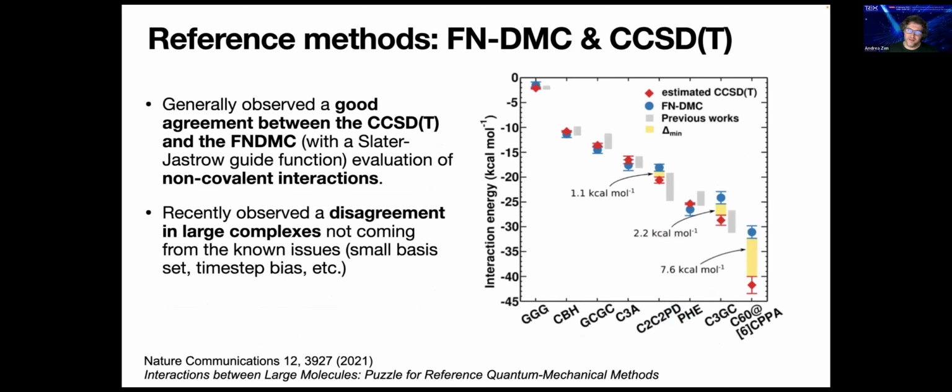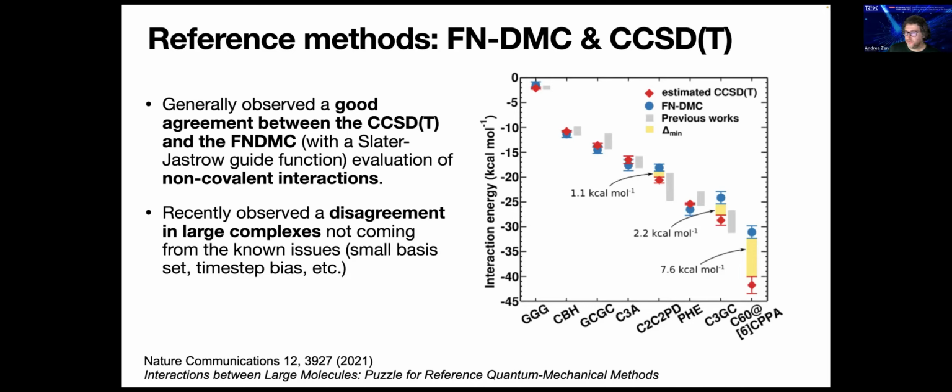And now I want to mention a project that is a work in progress. So the point is reference methods for non-covalent interactions. In quantum chemistry, the reference method is considered to be coupled cluster with single, double, and perturbative triples. But also quantum Monte Carlo at the fixed node projection level is considered a reference method here. And in general, we see very good agreement between the two approaches.